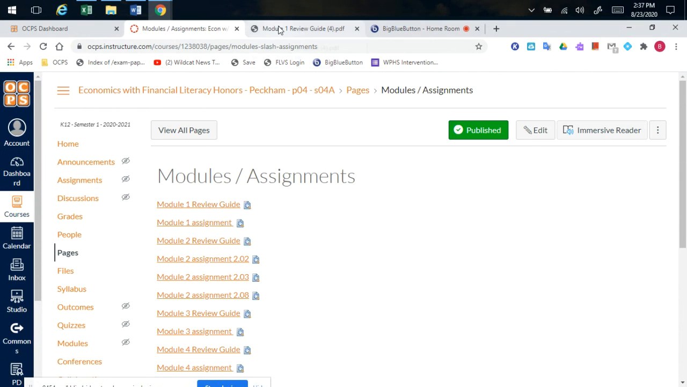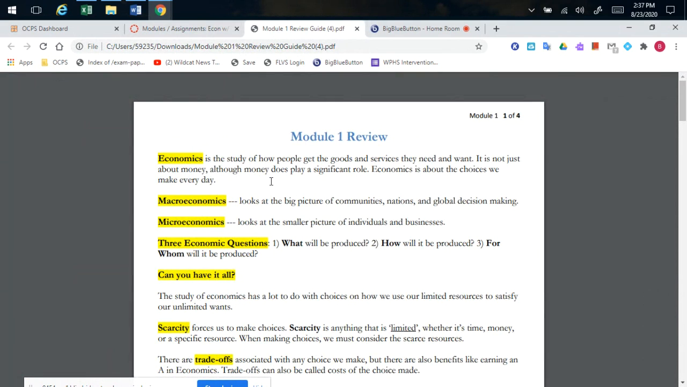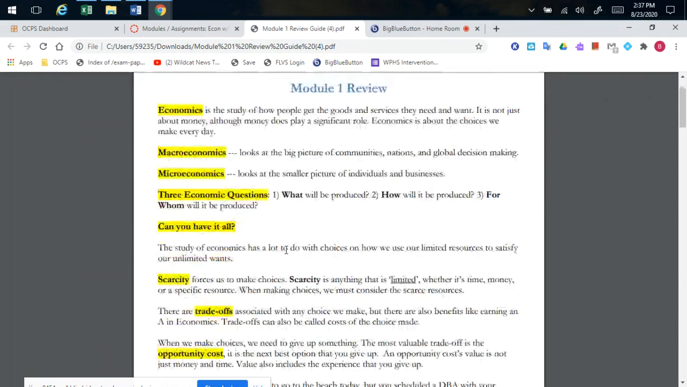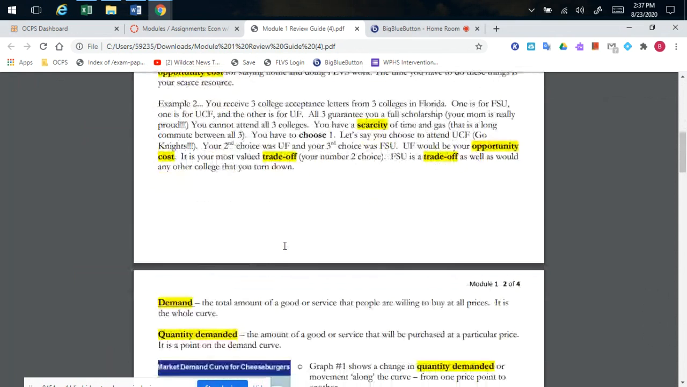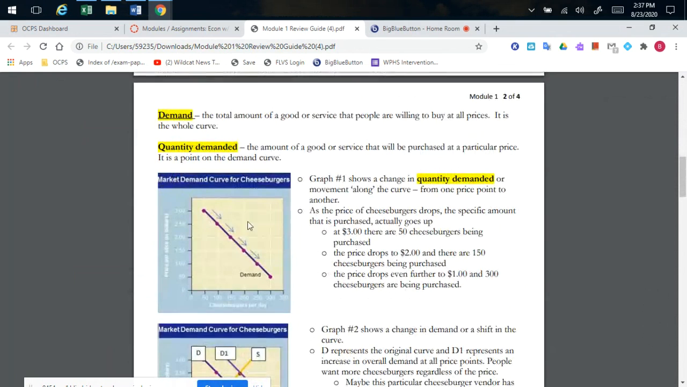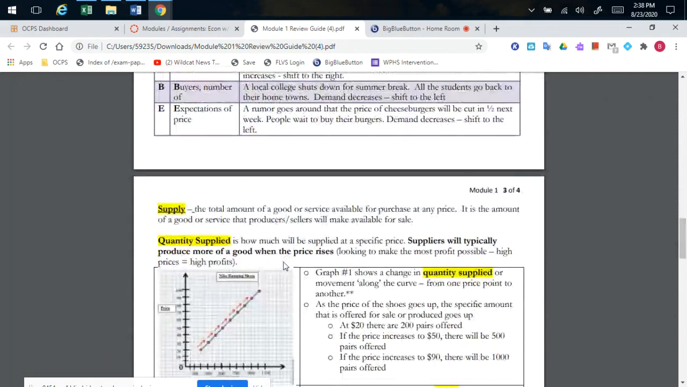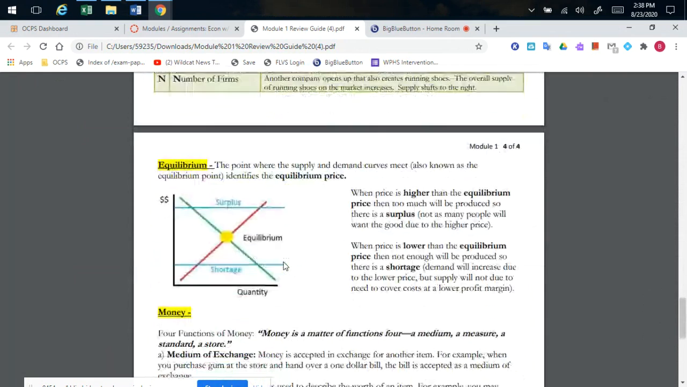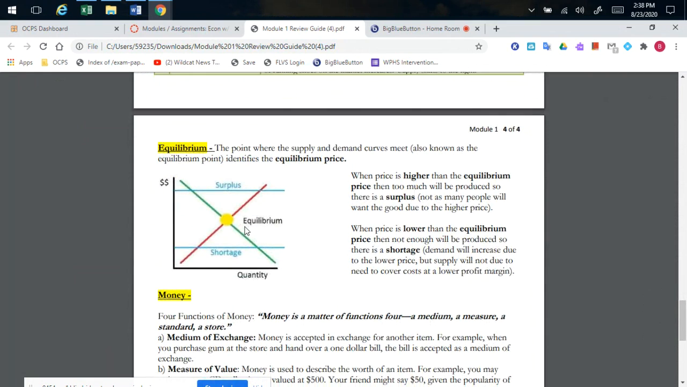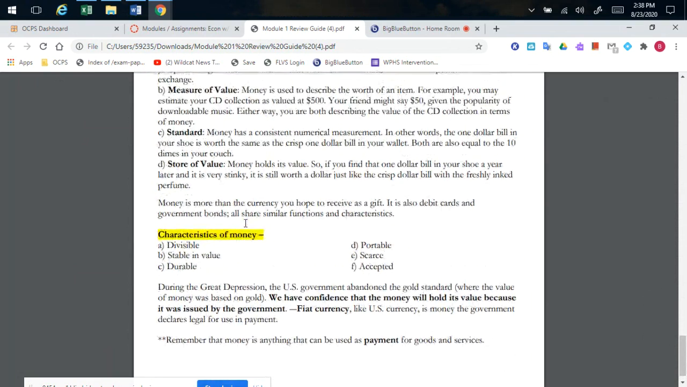So the Module Review Guide takes an overview of everything that's in Module 1. What is economics? What are the major questions that are being asked about it? The difference between scarcity and opportunity cost. And we get into what is the demand line, how it moves and what impacts demand, supply and what would cause supply to shift. Then we get into the intersection between supply and demand, money, the characteristics of money, and that will end our module.